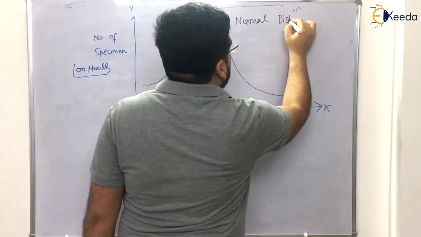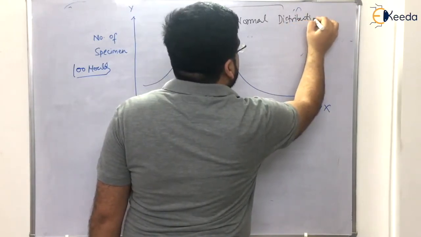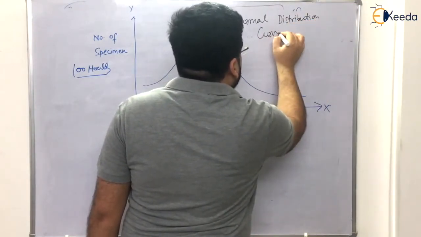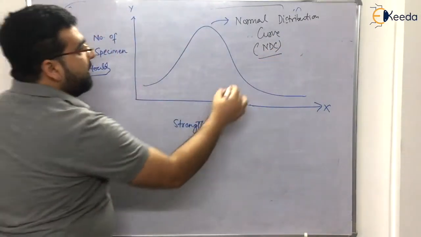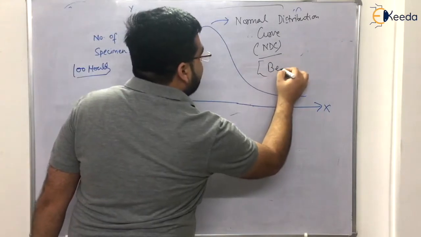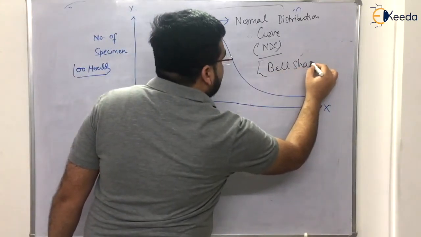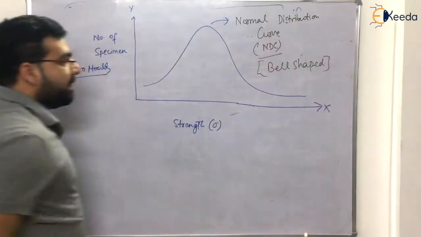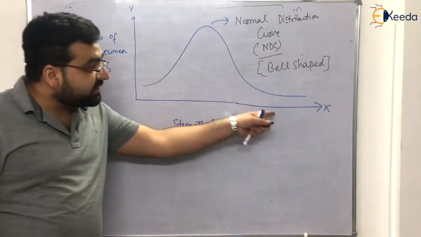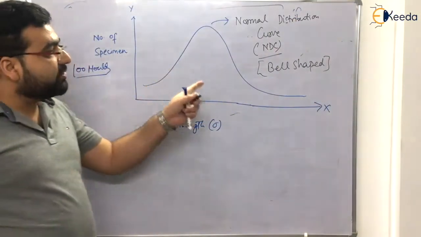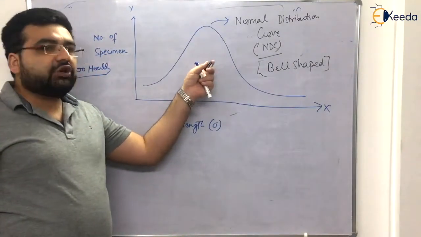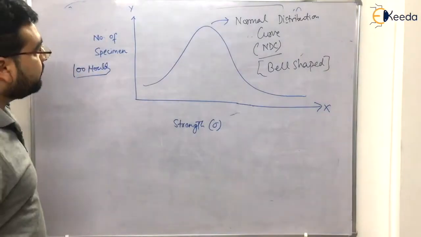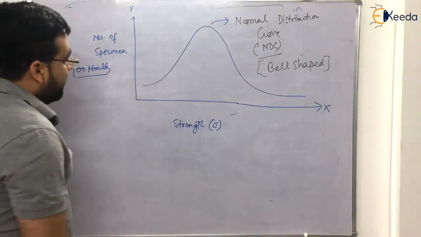Normal distribution curve, NDC, normal distribution curve. It is bell-shaped. Bell-shaped curve. So a lot of questions are asked from this topic. I will also be solving one GATE numerical, which was based on this topic. I guess it was in GATE 2012. A question came. Okay. Now this peak.